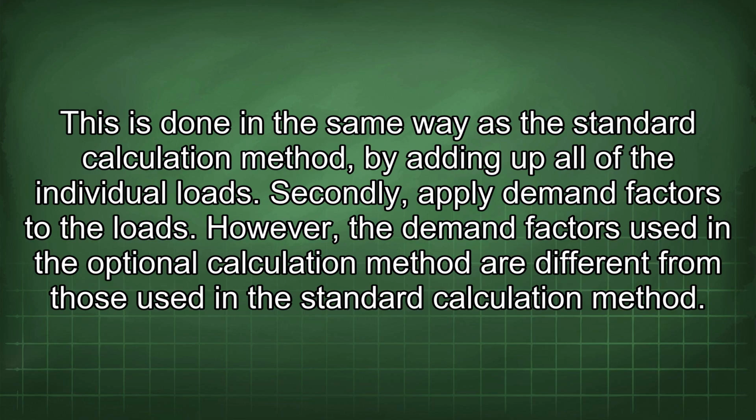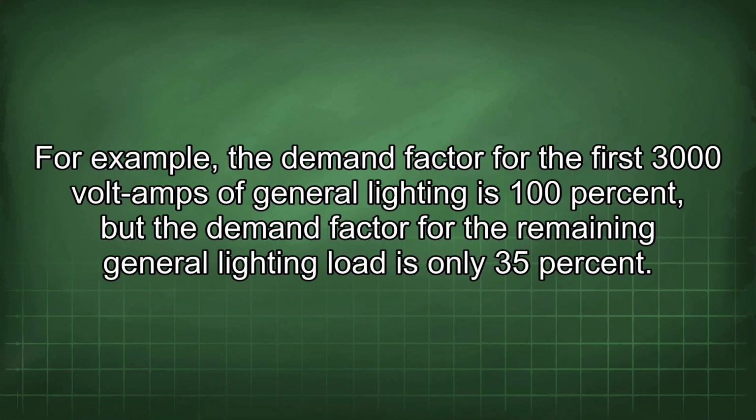Secondly, apply demand factors to the loads. However, the demand factors used in the optional calculation method are different from those used in the standard calculation method. For example, the demand factor for the first 3000 volt amps of general lighting is 100%, but the demand factor for the remaining general lighting load is only 35%.